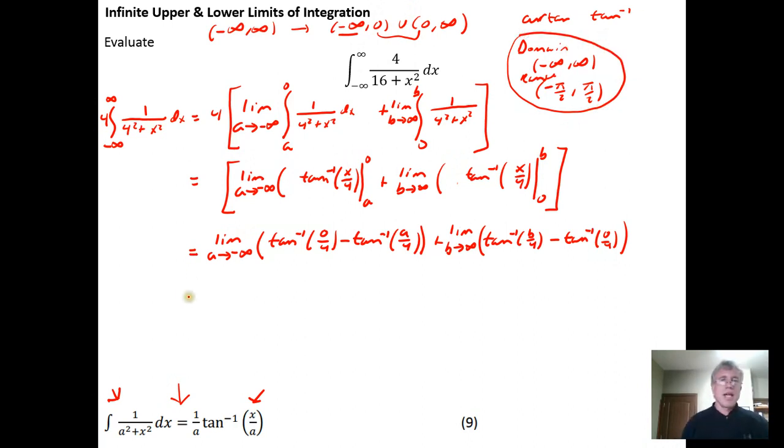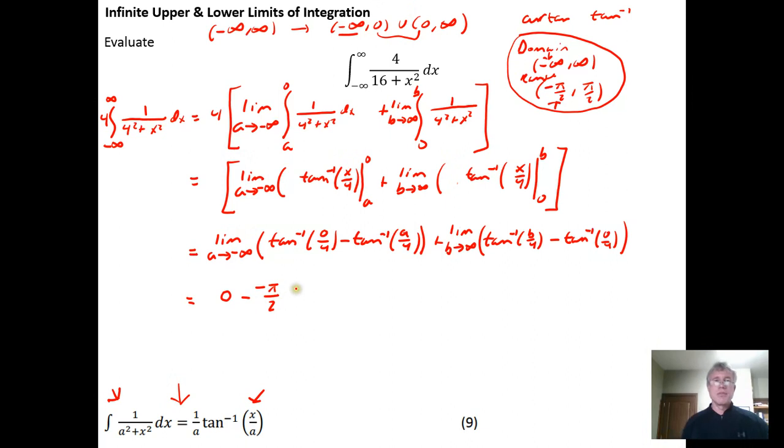So when I look at this, I can actually evaluate these limits. The tangent inverse of 0 over 4 is the tangent inverse of 0, which is just 0. Minus, I'm going to take the limit as a goes to negative infinity. As a goes to negative infinity, a divided by 4 also goes to negative infinity. So the inputs to the tangent inverse function approach negative infinity, and the outputs approach negative pi over 2. Like I said, this is from trigonometry class.